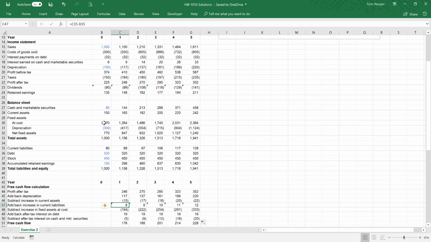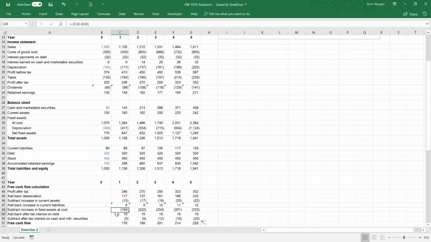The increase in the fixed assets at cost is presumably $194 or $1 million of investment that we made in PP&E, for example. It didn't show up in earnings directly, so we need to take that out of our cash flow because it was paid for in this year.